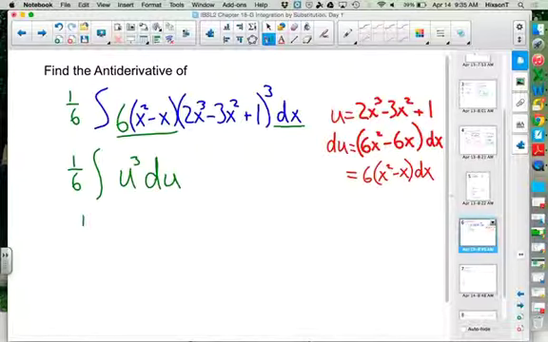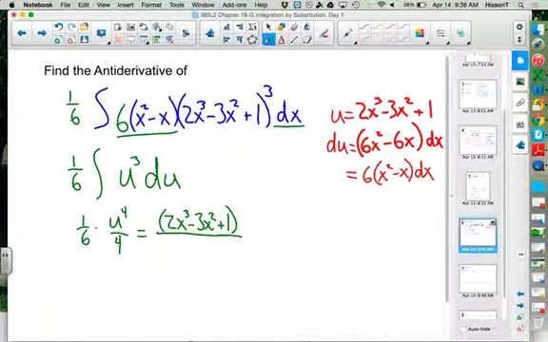So now I have 1/6 times u to the 4th over 4. Now I put u back in: 2x cubed minus 3x squared plus 1, to the 4th, all over 24, plus c.